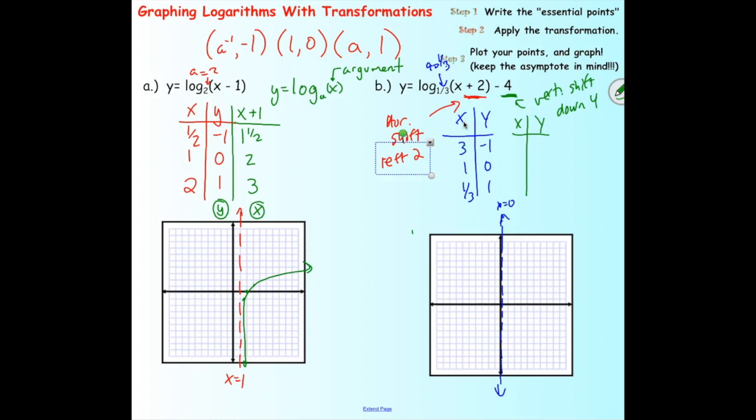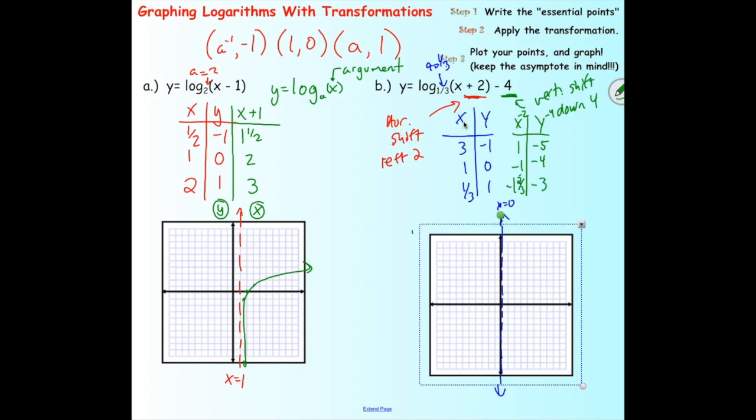So instead of a 3, when I subtract 2, that is now going to be a 1. And the x value of 1, when I subtract 2, it's going to be a -1. And 1/3, when I subtract 2, this is mind blowing. This is going to be negative 1 and 2/3. Now the y values are going down 4. So -1 minus 4 is now at -5. 0 minus 4 is now at -4. 1 minus 4 is now at -3.